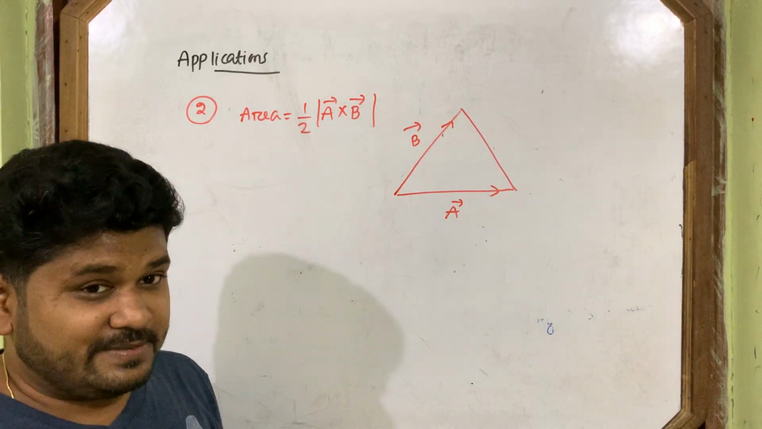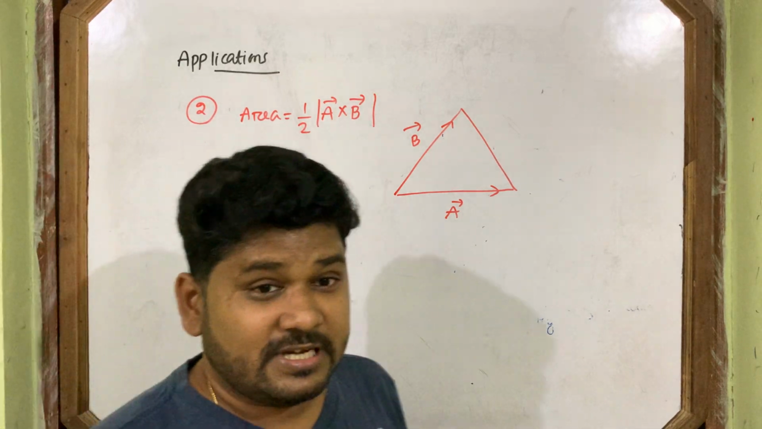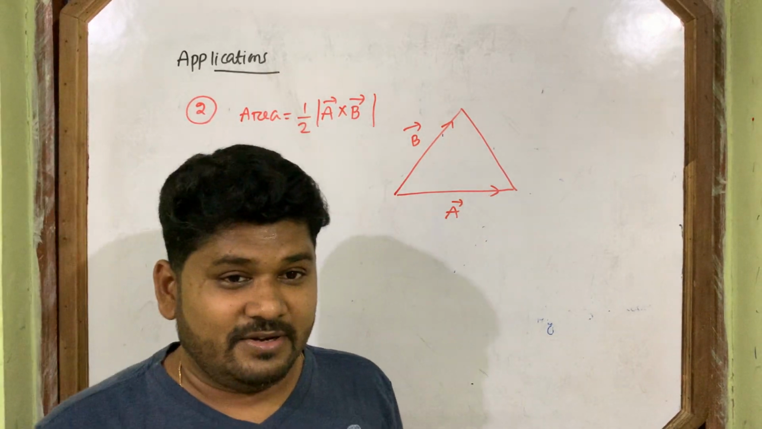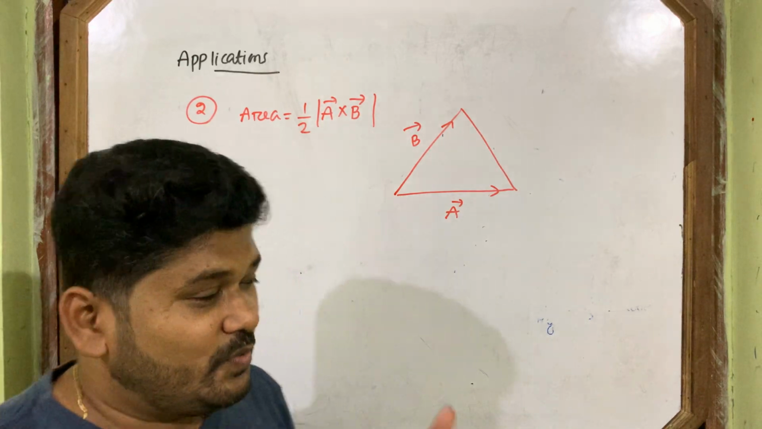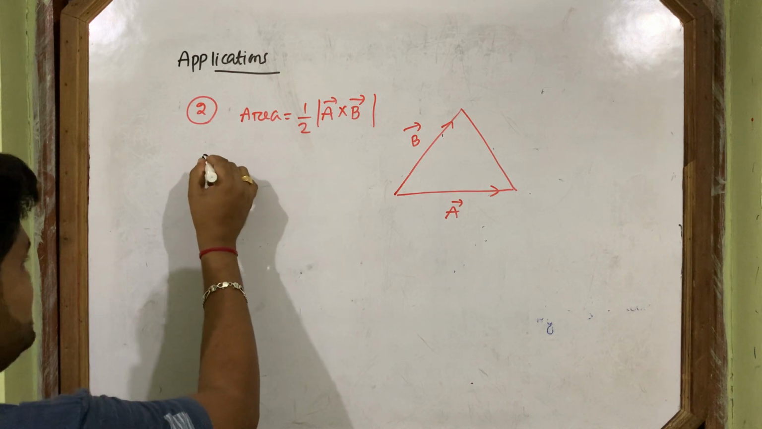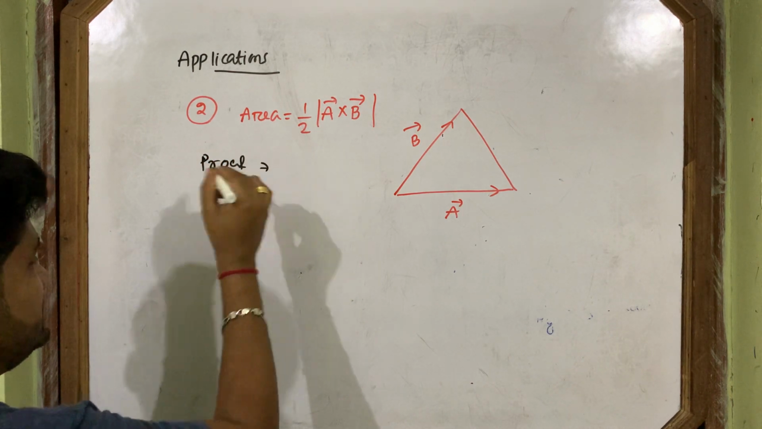Okay, you are not accepting this formula. You are saying, sir, you just tell a formula like this and we should accept it. Okay, we have to prove it. Let's check whether it is coming or not. Let's prove it.